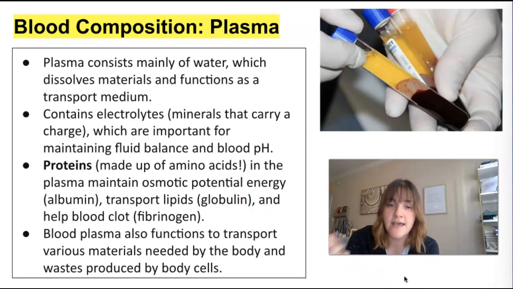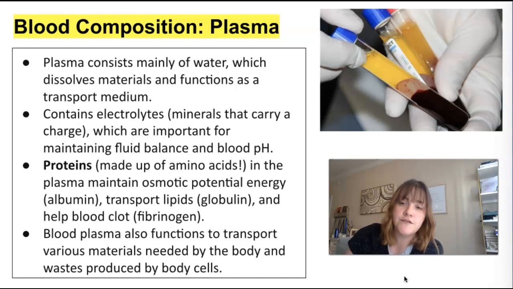Blood plasma also functions to transport various materials needed by the body and waste produced by the body cells, and that's what I'm going to show you on this next slide. So make sure you have these notes for plasma, and then we have one more slide on plasma next.